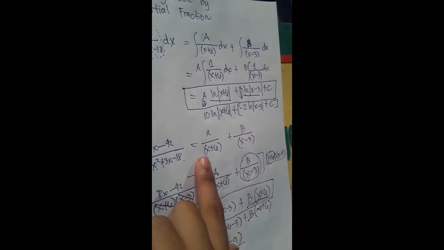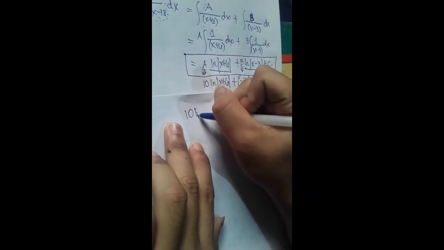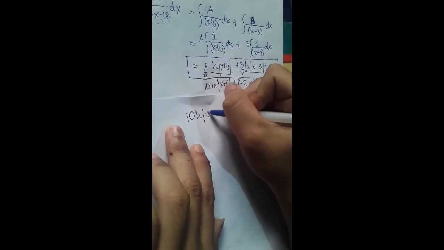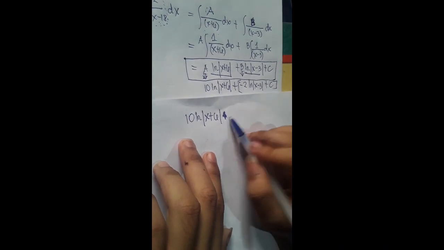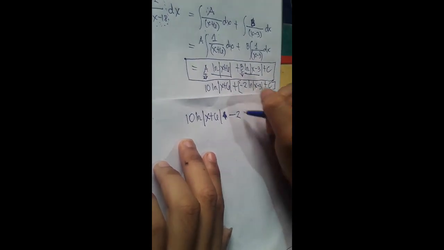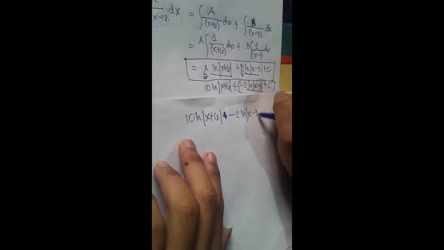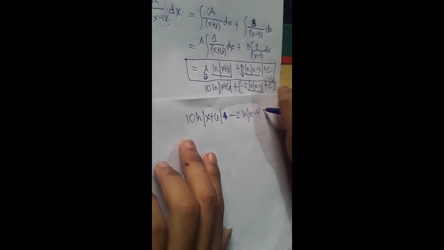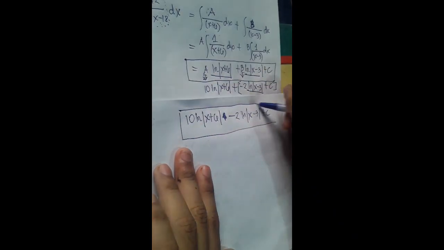Positive times negative will be negative. So our final answer is positive 10 ln of the absolute value of x plus 6, plus, positive times negative will be negative 2, copy ln of the absolute value of x minus 3, and don't forget to put plus c here. So this will be our final answer.